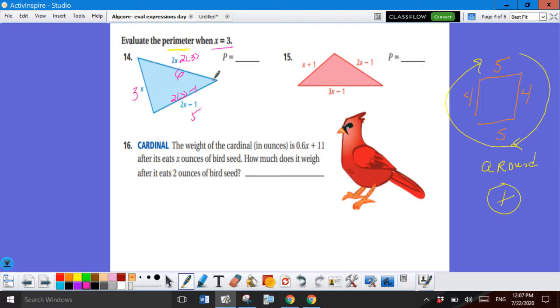So if I need perimeter, let's say I start right here. I'm walking this way. I'm adding 5 plus 3 plus 6. So that's 8 plus 6, which is going to give me 14. So it's 14 units around my triangle. Okay, hit pause and see if you can do the next one.